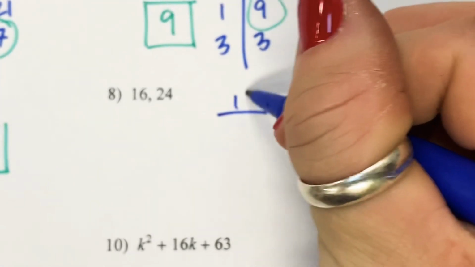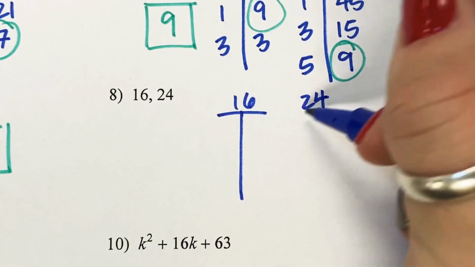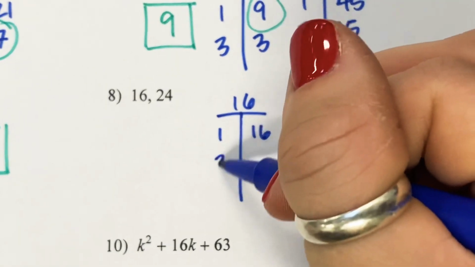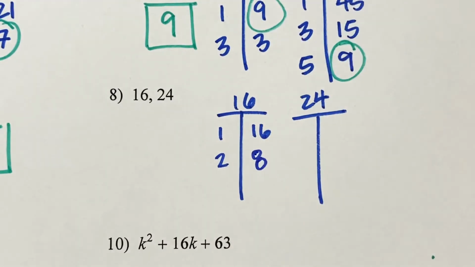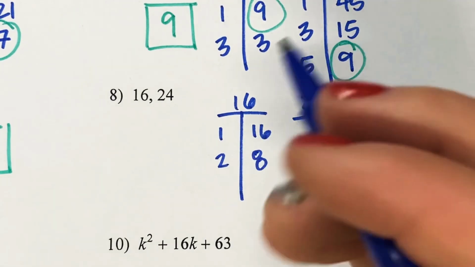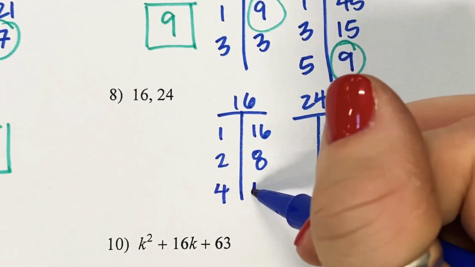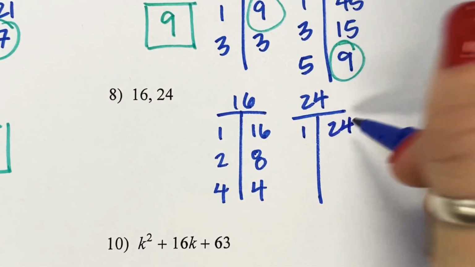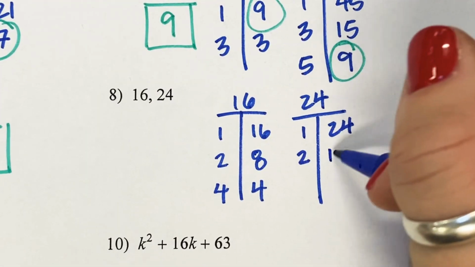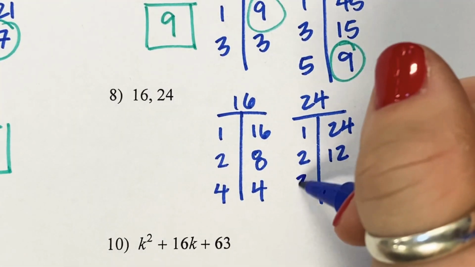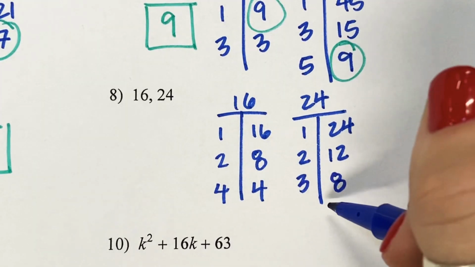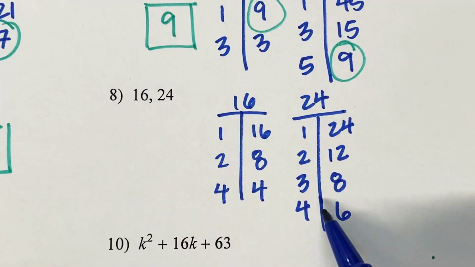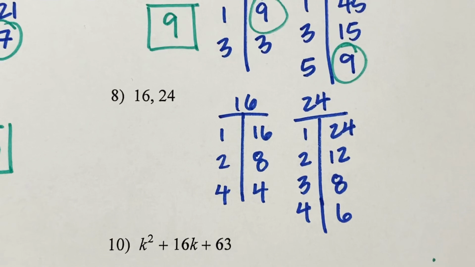Okay, so let's do 16 and 24. For 16, we have 1 times 16, 2 times 8. 3 doesn't go into 16. 4 goes into 16. How many times? 4 times 4, so we're done. Let's do 24. 1 times 24. 2 times 12 will give me 24. 3 times 8 will give me 24. And 4 times 6 will give me 24. 5 doesn't, 6 does, so we know we're done.